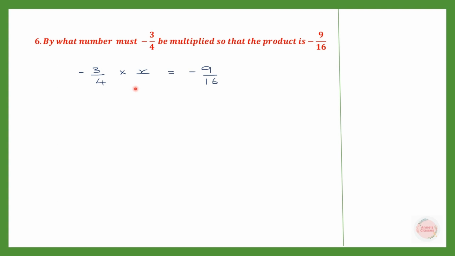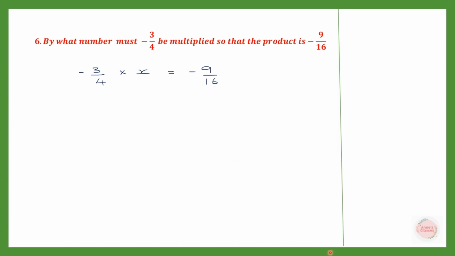This is just like the previous question, children. The only difference is the question is worded differently. So you should be able to read and understand the question properly. Okay, so let me read again. By what number must minus 3 by 4 be multiplied? See, minus 3 by 4 is multiplied by x. We don't know that number, so we're going to call it x. So that the product is minus 9 by 16. So the answer should be minus 9 by 16.